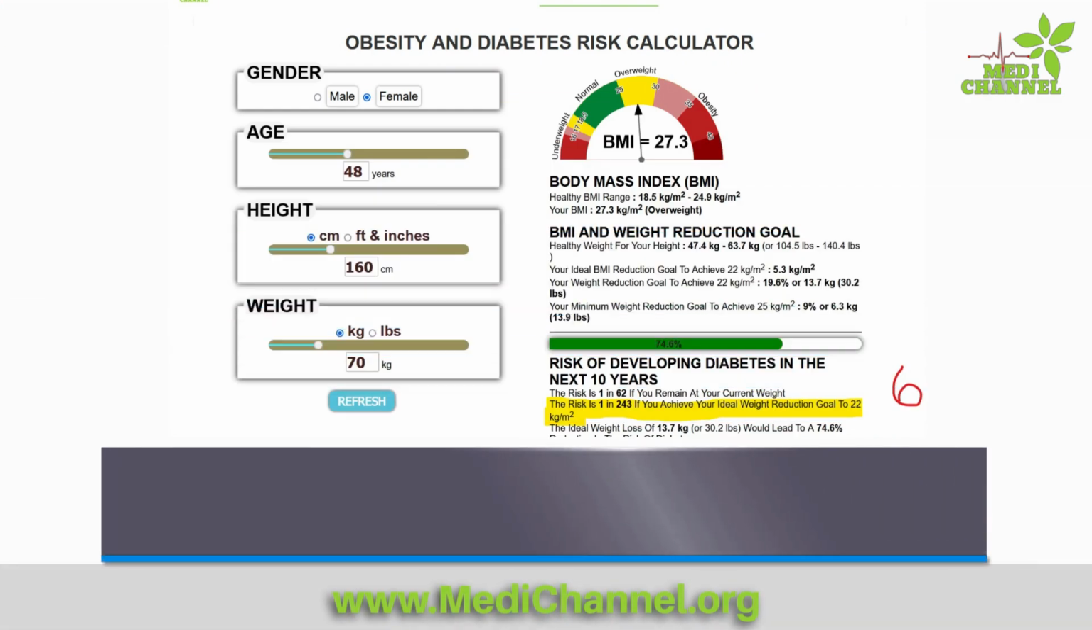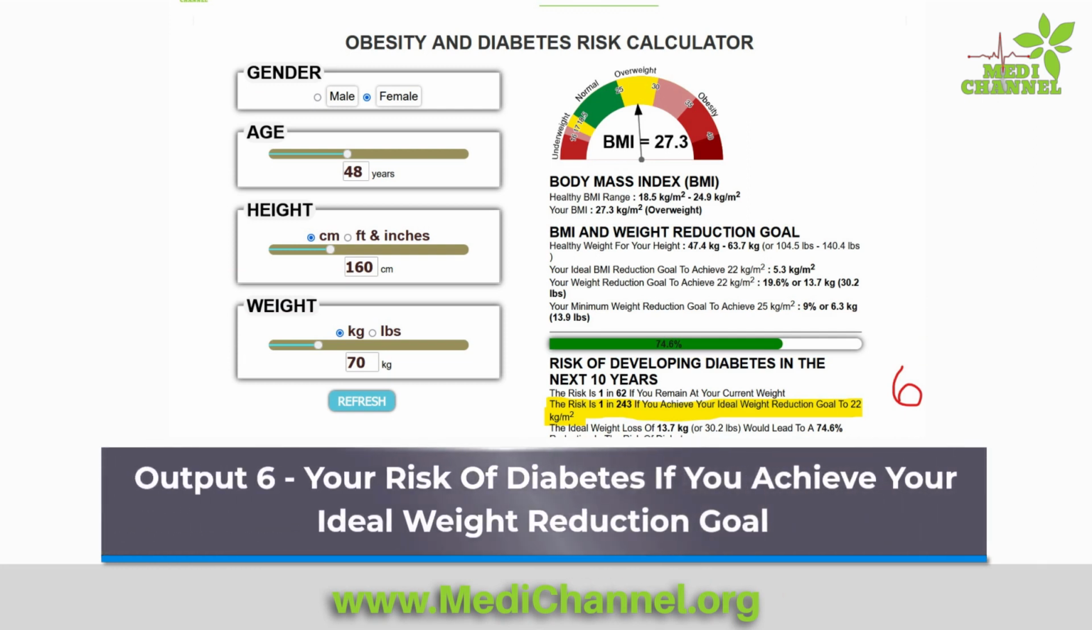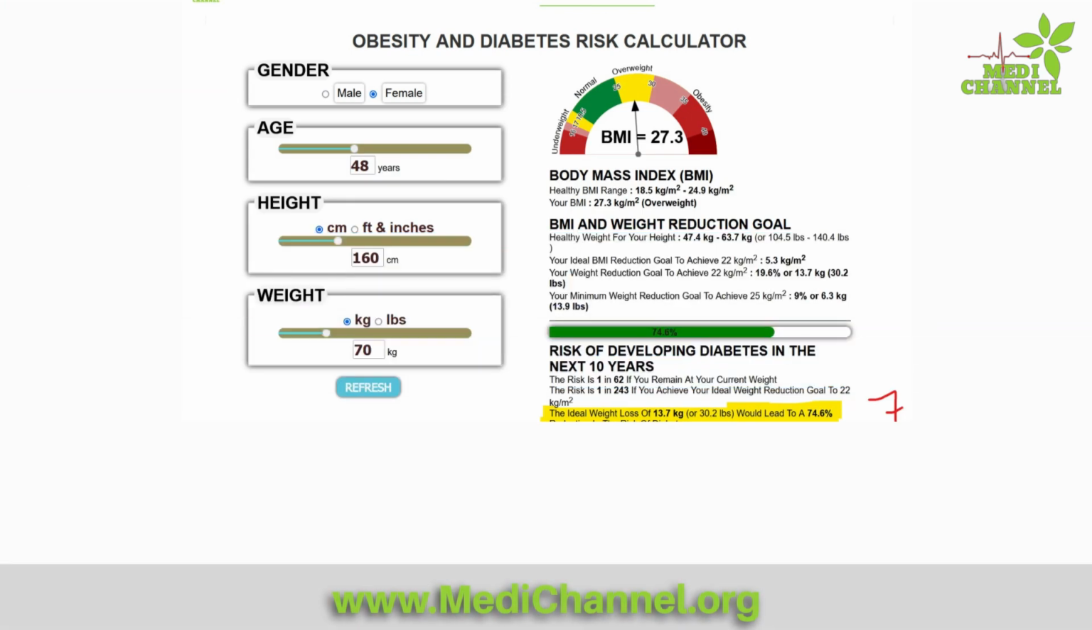Output 6, your risk of diabetes if you achieve your ideal weight reduction goal. Here, you will see how your risk of diabetes changes when you achieve your ideal weight. In this example, the risk of developing diabetes in the next 10 years is dropped to 1 in 243 if you achieve your ideal weight reduction goal of 22 kilograms per square meter.